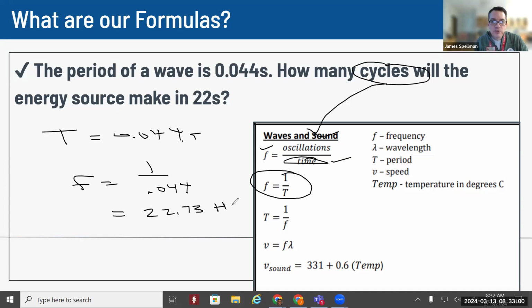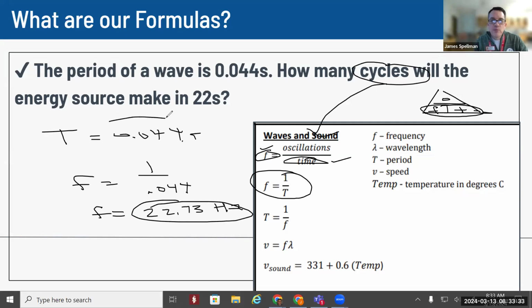Right, so that's 22.73 hertz. Again, that's my frequency. So now I know my frequency and I know my time, but I don't know my oscillations. So again, let's think about it. You could make this into your triangle formula if you need to. Oscillations is on top of this fraction. So to get the oscillations, I need to multiply the frequency times the time because they would both be on the bottom of our triangle if we turn this into a triangle. So I know my frequency is 22.73. I know my time was 0.044, so I'm going to multiply those together.